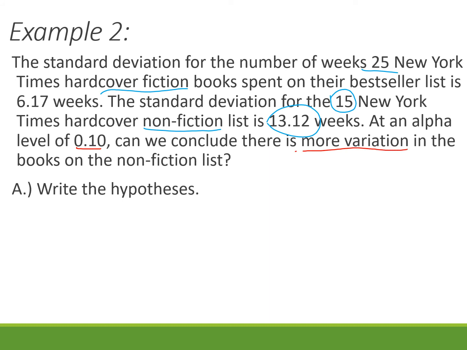The actual question is asking, at an alpha level of 10%, can we conclude that there's more variation in books on the nonfiction list? Hypotheses always start off the same way. We're saying that these two standard deviations, or variances in this case, are equal. We always write these about the variance, even if we're talking about standard deviation. So standard deviation is sigma, variance is sigma squared. Alternative hypothesis is saying that there's more variation in the nonfiction books. So that's why we have a greater than sign here compared to a not equal to on the last problem.